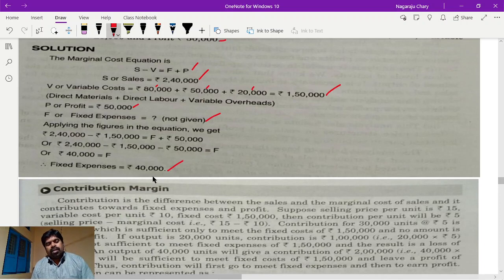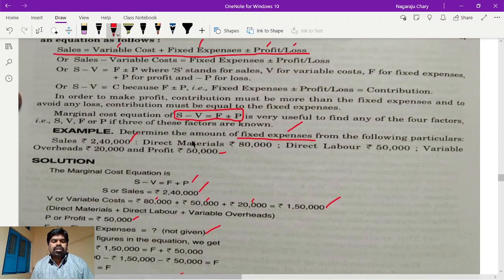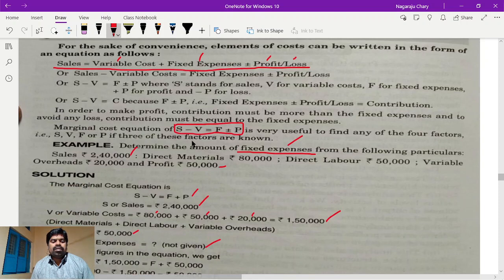Now it can be cross-checked with the help of these fixed expenses. Sales minus variable cost, how much do we get? 2,40,000 minus 1,50,000, we get 90,000. And fixed cost plus profit: we already know profit is 50,000, and now we know fixed cost, so 40,000 plus 50,000 is also 90,000. Both are equivalent. So this is the marginal cost equation, and it is very important.